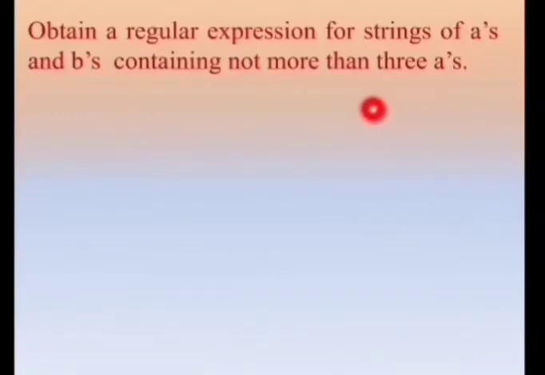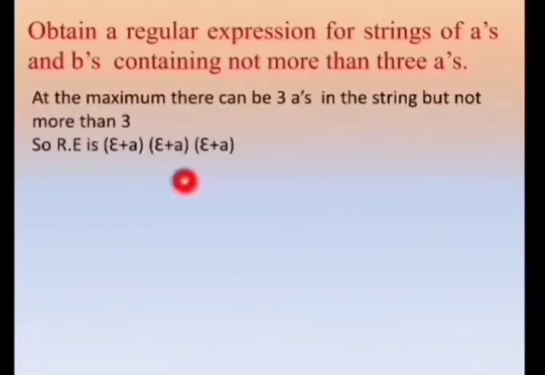That is, there can be no A, or a single A, or two A's, or three A's present in the string, but not more than three A's. So we can write a regular expression for this condition as (epsilon plus A)(epsilon plus A)(epsilon plus A). So maximum there can be 3 A's, so we have written 3 A's here, and each A can either be present or may not be present.